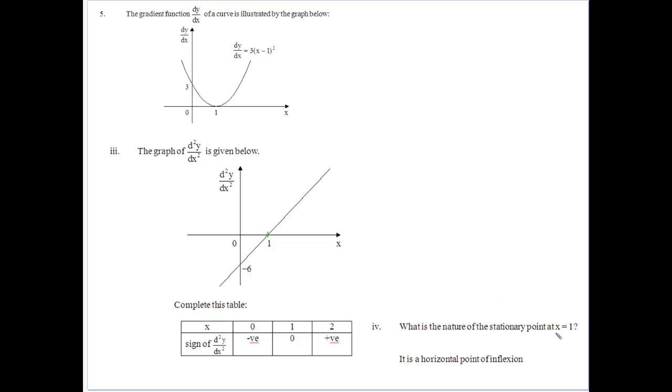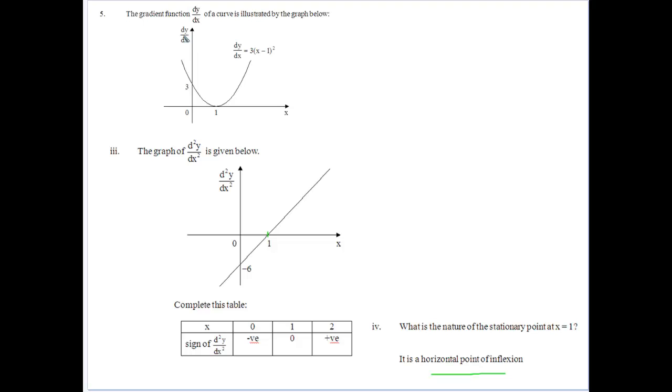So what's the nature of that stationary point? Well, we've got a stationary point at 1, but also a changing concavity. The concavity at 1 is 0, but it changes from concave down to concave up. It must be a point of inflection as well, so it's a horizontal point of inflection. And that makes sense because the curve rises, stops, and then rises again from our first derivative.